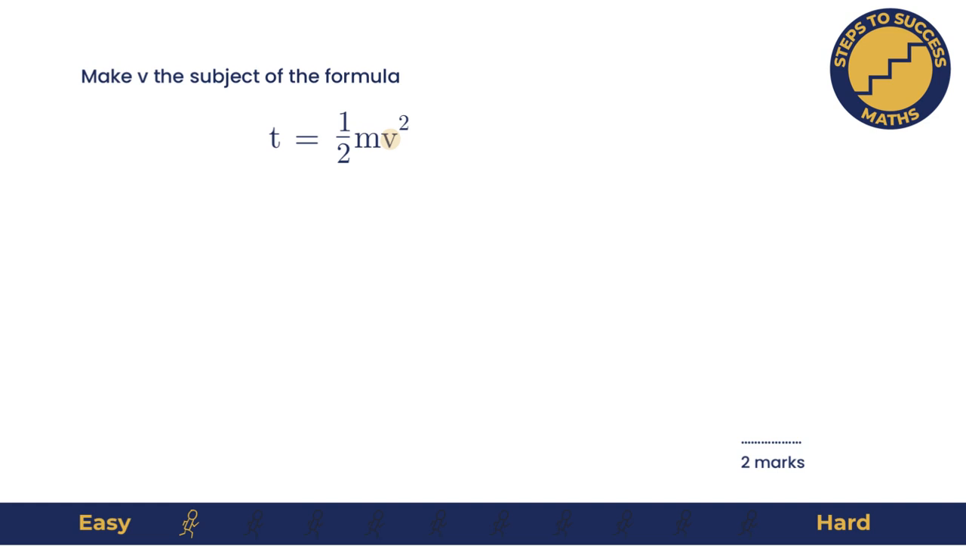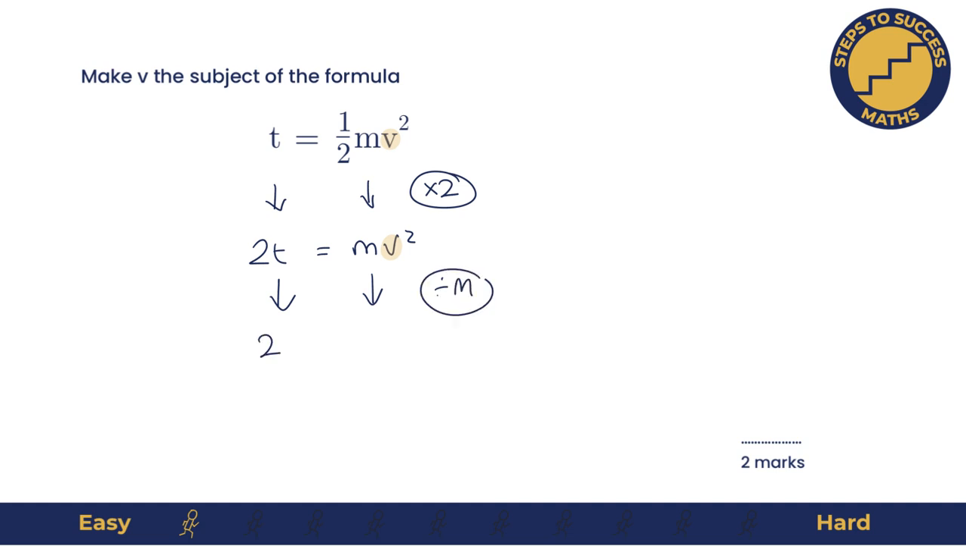So let's start by getting rid of a half. So we're going to times everything by 2. That way the half will disappear. So we've got 2t equals mv squared. Now we don't want the m. At the moment that's timesing. So we're going to need to divide by m. 2t divided by m equals v squared.